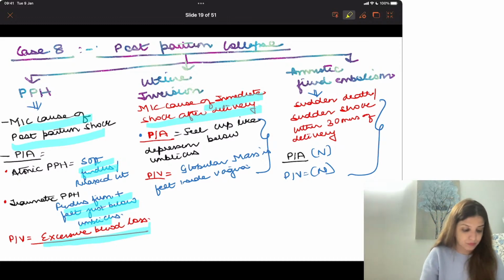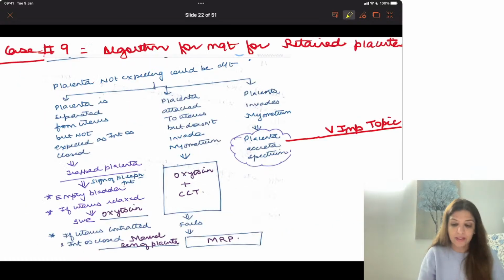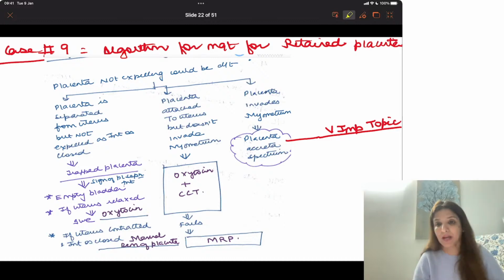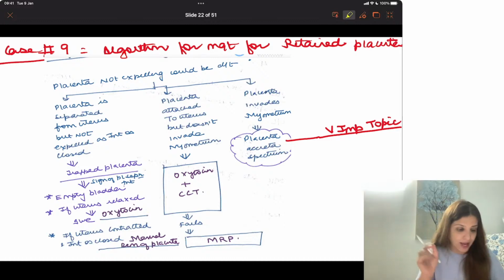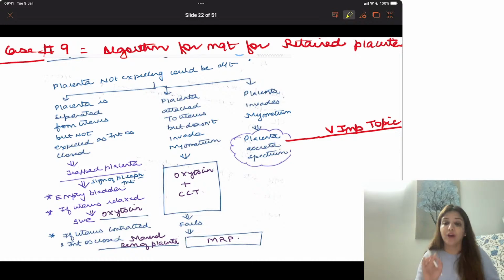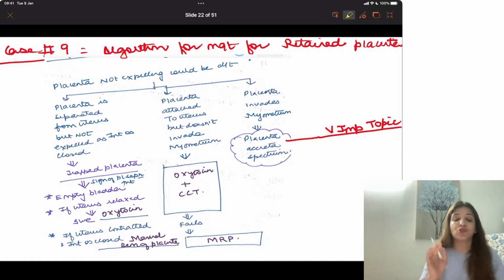Right? Okay. Coming to the next case, and that is the algorithm for management of retained placenta. Again, a very important algorithm. These days they are asking questions related to retained placenta, placenta accreta spectrum, and that reminds me, placenta accreta spectrum is a very important topic. So before your INICET exam, please quickly revise placenta accreta spectrum.